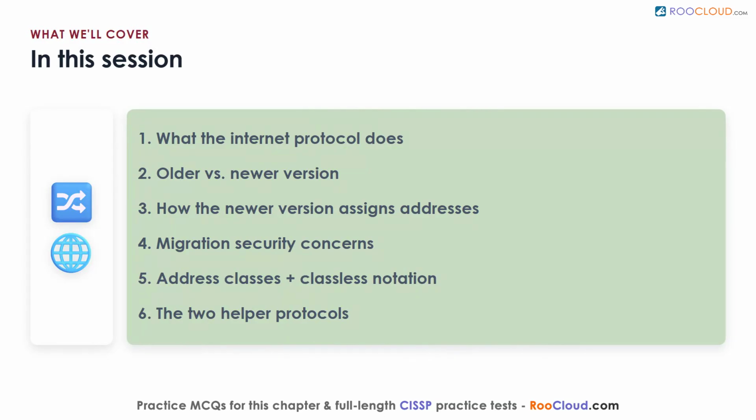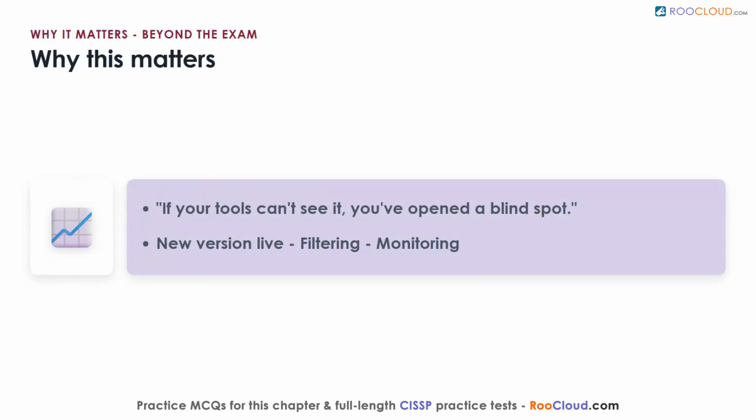We'll answer several questions. What does the Internet Protocol itself do? How do the two versions of it differ? How does the newer version hand out addresses? What are the security concerns during migration? How do the classic address classes and modern notation work? And what do the two helper protocols add? Why does this matter beyond the exam?